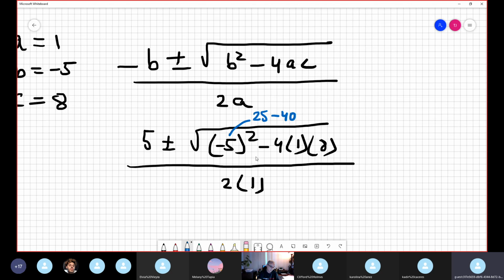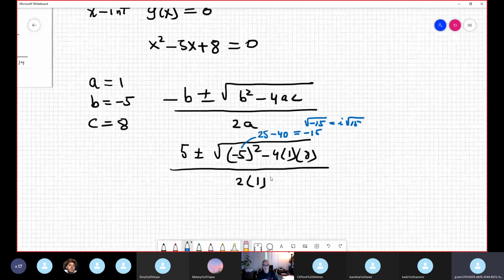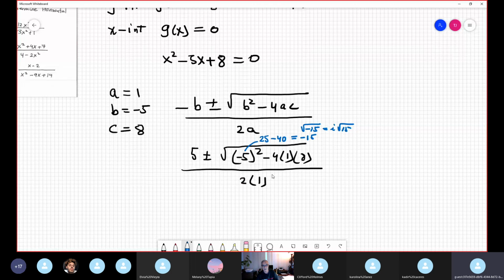So what is the interpretation of this? 25 minus 40 is negative 15. When you find the square root of negative 15, I know, okay, this is i times the square root of positive 15. So immediately you see i, which means it's a complex solution. And a complex solution means that in the real field, this point I try to find with my best intention does not exist. So this parabola has no x-intercept. That means this parabola never crosses the x-axis.